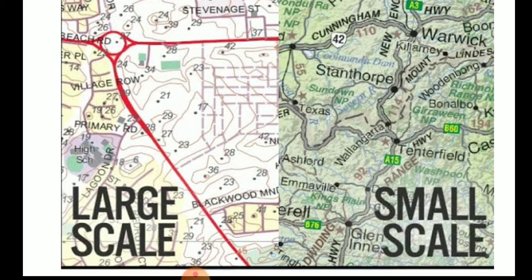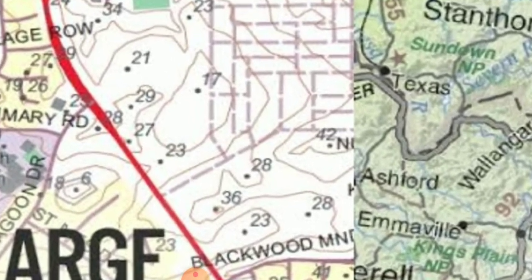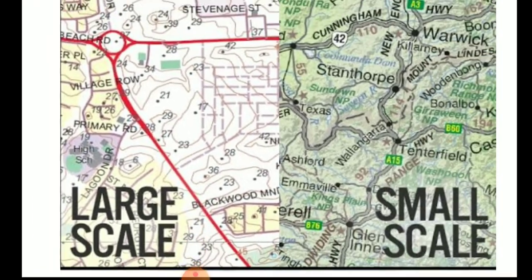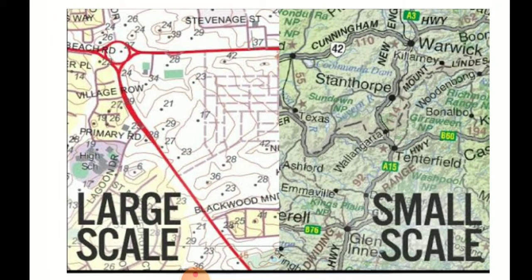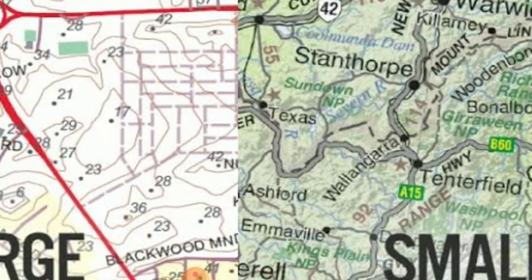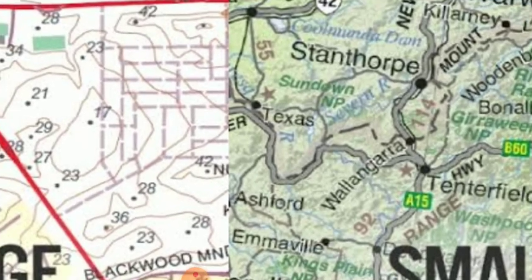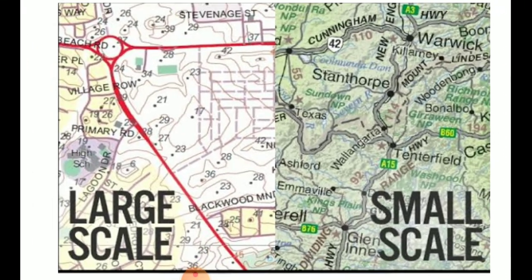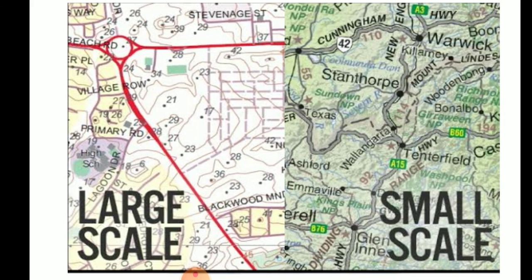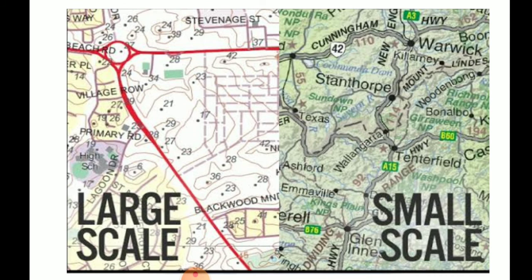So large scale means a small city or agricultural land can be shown. This is large scale. The scale used is big, that means for 1 centimeter a small area is used. And for a small scale map, within 1 centimeter you have to show whatever is there in 1000 kilometers. So that is the difference between the large scale and the small scale map.